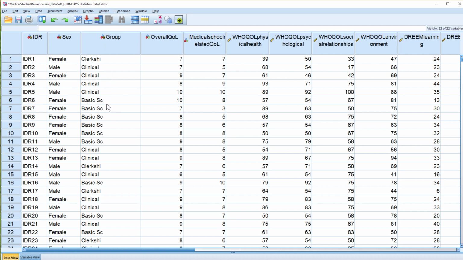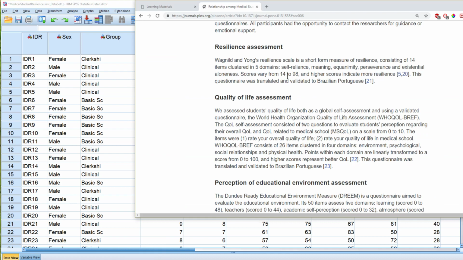So I had to quickly check the paper because I wasn't sure about what this meant. But we've got basic science, clinical science, and clerkship. And it has to do with how far through their program they are. So if I just bring up the original paper, we've got some information here about the resilience assessment and the quality of life assessment. Often these are standardized questionnaires and similar across papers.